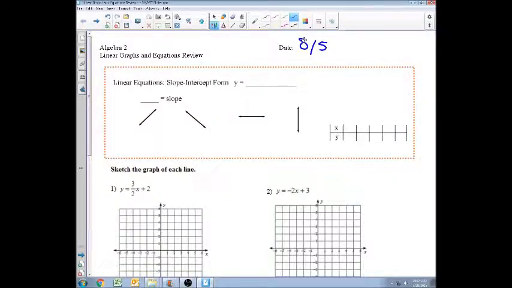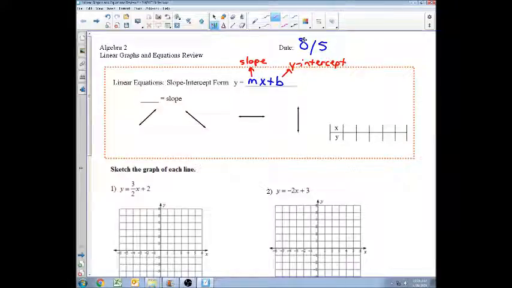Linear equation, slope-intercept form. Slope-intercept form is the simplest way for us to use an equation to make a line on a graph. Slope-intercept form is y equals mx plus b. In the slope-intercept form, our m value is our slope, and our b value is our y-intercept.